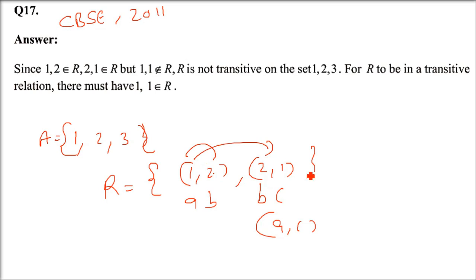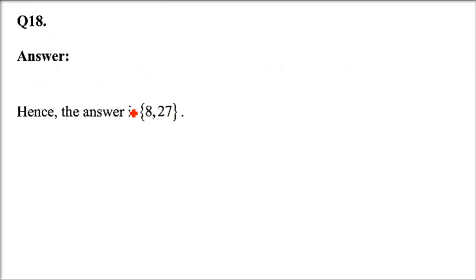So if AC is 1, 1. So if 1, 1 belongs to this R, then you can make it a transitive one. So you just have to add 1, 1. Or in other words, you can say because 1, 1 is not in this relation, it is not transitive. Both ways. The question is asking what you should add. So 1, 1 has to be added.